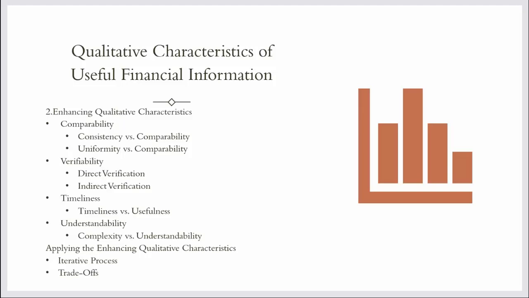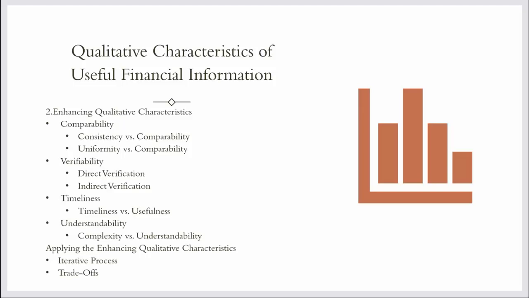Example: direct verification. An auditor physically counts the cash in the company's safe to confirm the cash balance reported on the balance sheet. Indirect verification. To verify the inventory balance, an auditor checks the quantities and costs recorded in the company's system and then recalculates the inventory value using the FIFO method. If the reported inventory value matches the recalculated amount, the information is considered verifiable.